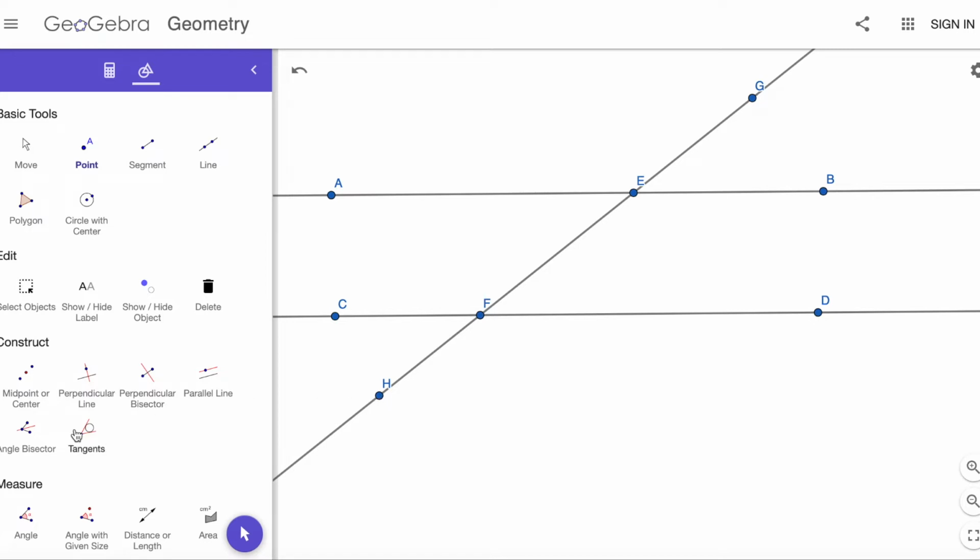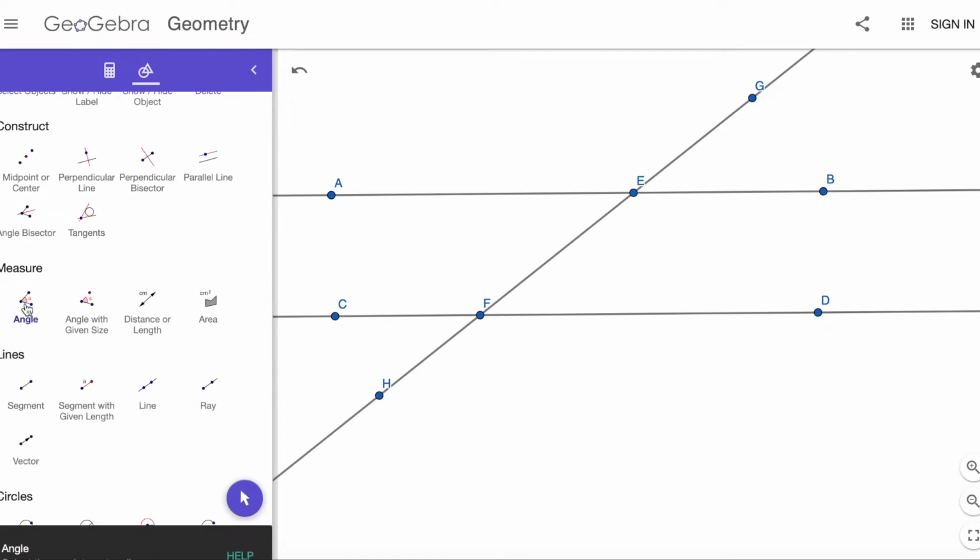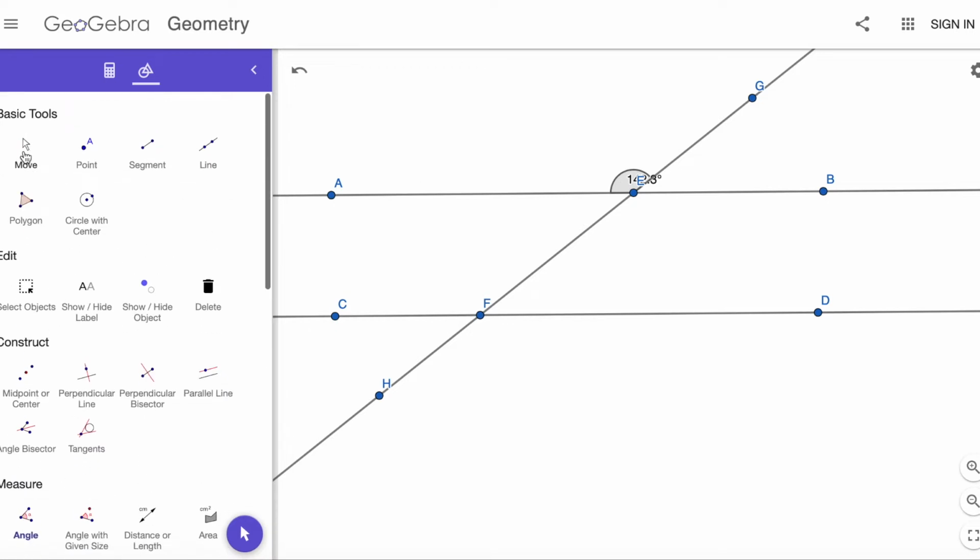And then just like before, going down to our measure, going to angle, you do have to click on 3 points, 1, 2, 3, to find out what the measure of that angle is. If you can't see your number there, that's okay. Remember, you can also go up to the move tool and bring that out like so. So I know that the measure of angle AEG is 142.3 degrees.